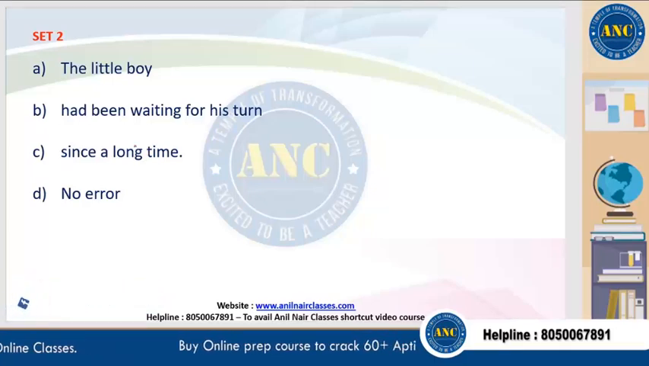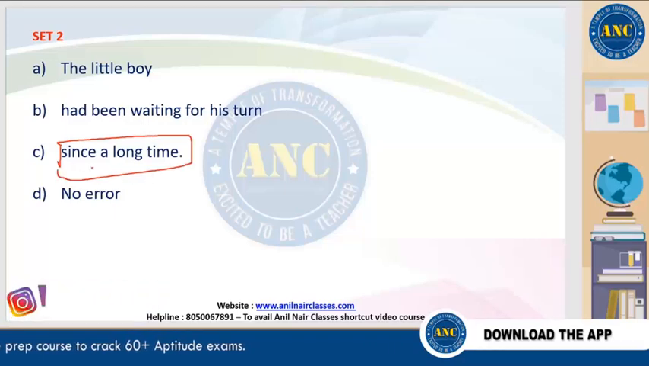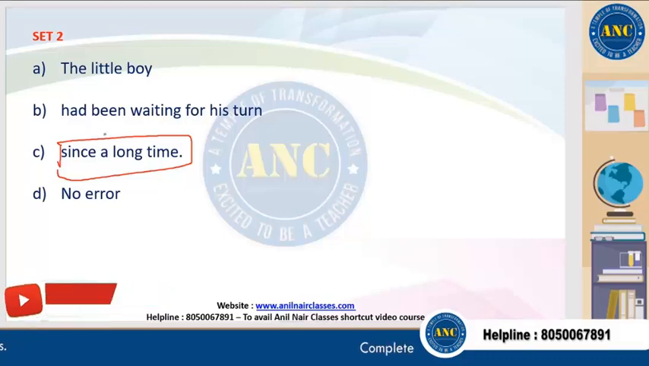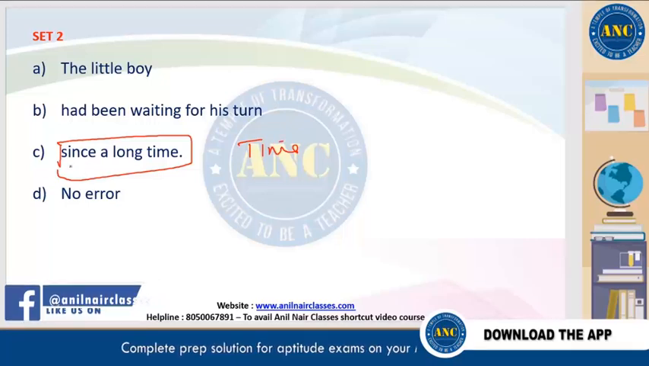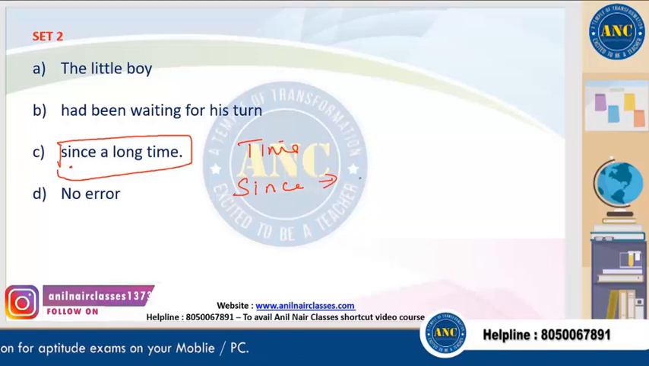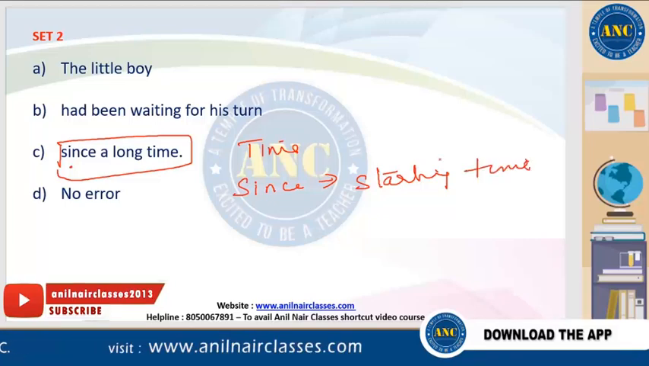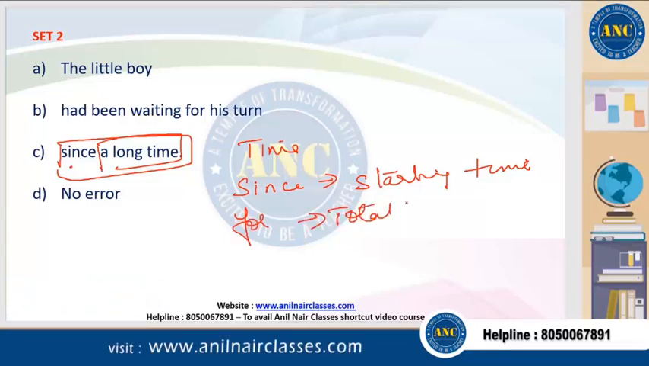Next one. The little boy had been waiting for his turn since a long time. "Since a long time" talks about the time over here. Now "since" is used for time, we know. However, "since" is used when the starting time is given. But here "a long time" is a total time. So with "for", the total time is given. Here, with "since" they have given the total time, which is wrong.